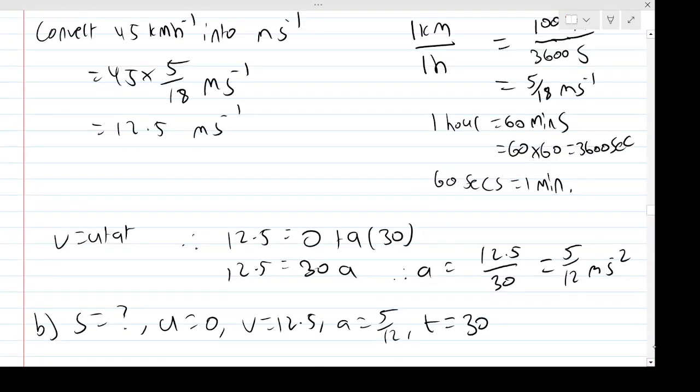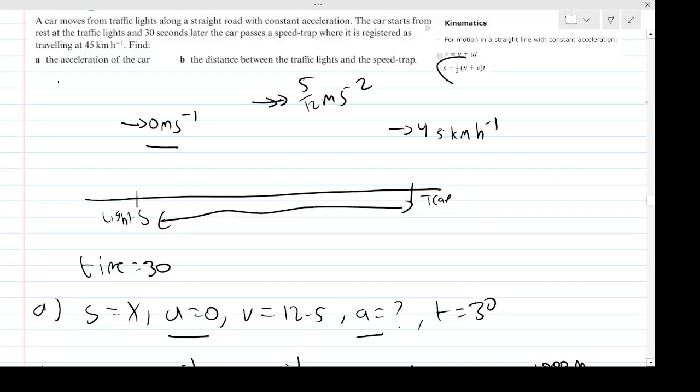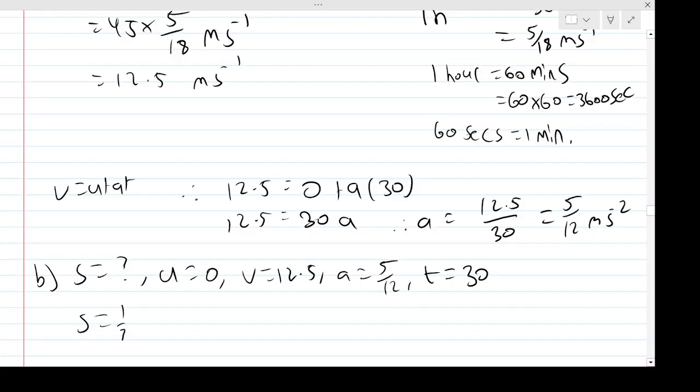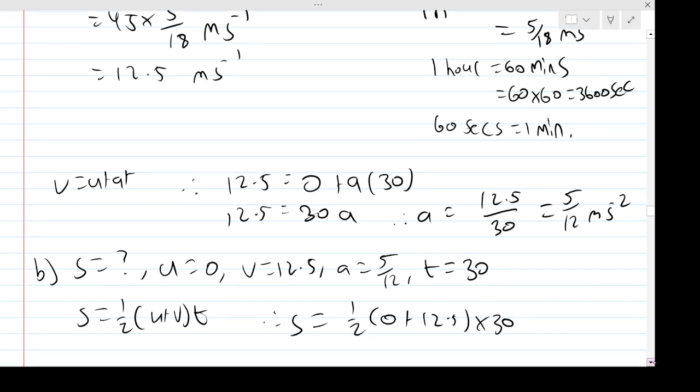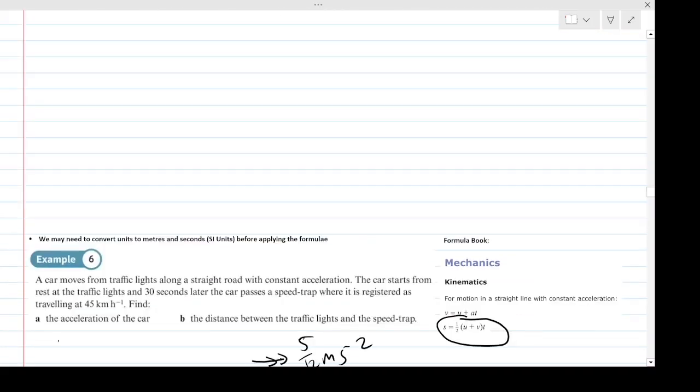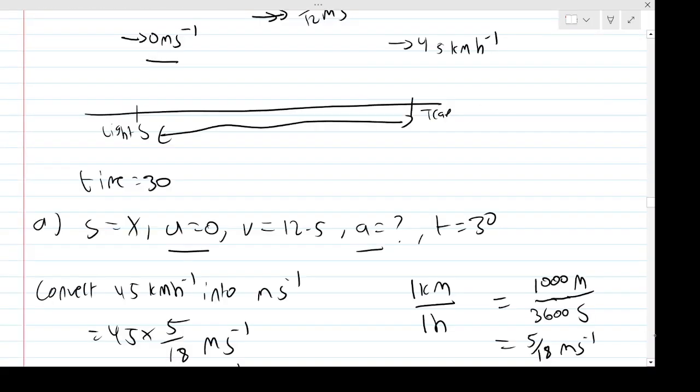Okay, so then the formula with s in is going to be this one. I'm going to want to use this. So s is going to be a half of u plus v times t. So therefore s is going to be a half times u of 0 add v of 12.5 times t, so times 30. If I put that in a calculator, that's going to be 187.5 meters. That will be the distance between the lights and the trap there.